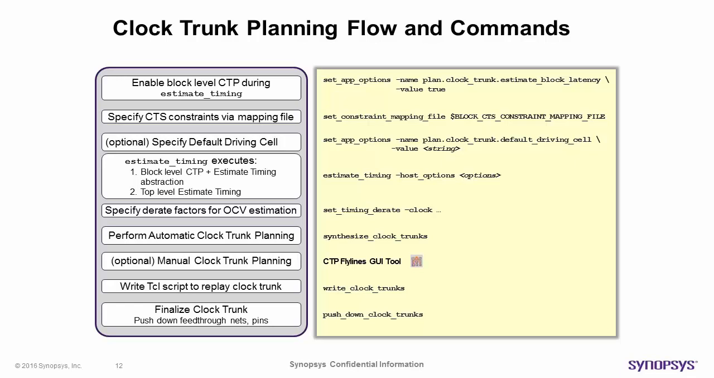The manual clock trunk planning is an optional step. You can use the GUI tool to see the flight lines of the clock trunk planning, and then you can adjust by adding buffers using the GUI. Once you have done clock trunk planning, you can write a Tcl script to replay the clock trunk result using write clock trunks. After all the clock trunks are finalized, users can push down feed-through net pins by running push down clock trunks.